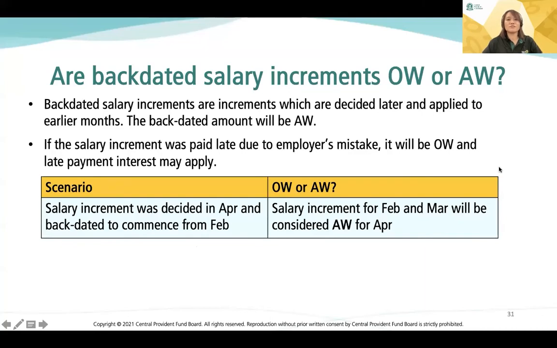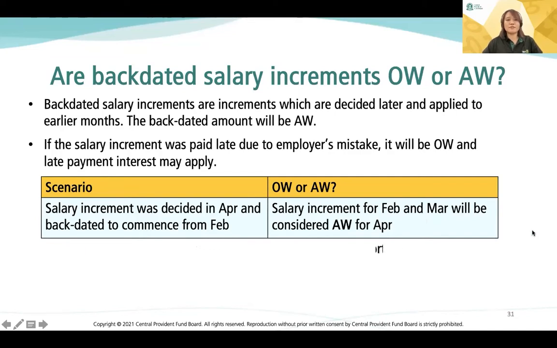Okay, just to give you some scenarios. For example, you decided in April that you wanted to give a staff member a salary increment, but you want to reward them even further, so you decide to backdate it. That means their salary increment will actually start from February onwards. In this case, the salary increment for February and March will be considered as AW during your April submission.